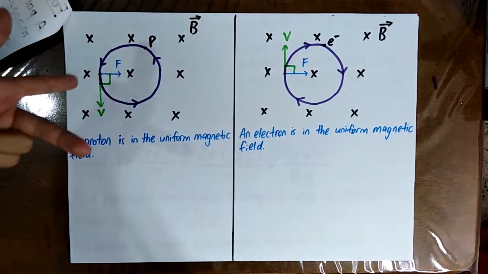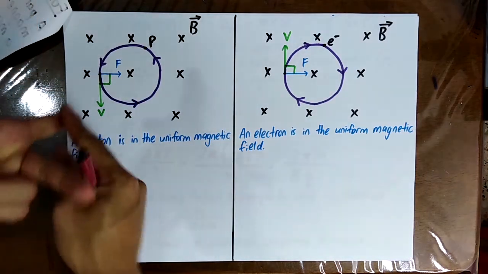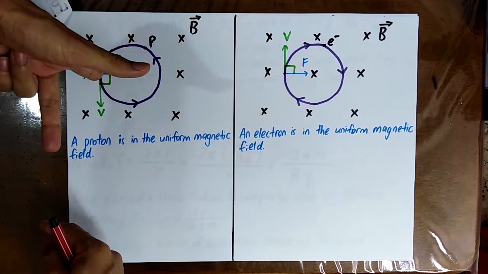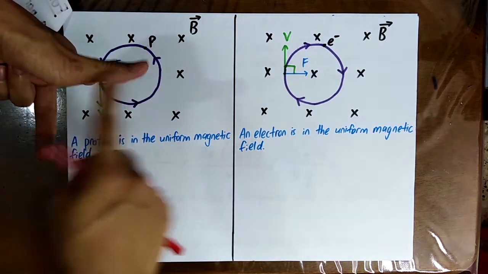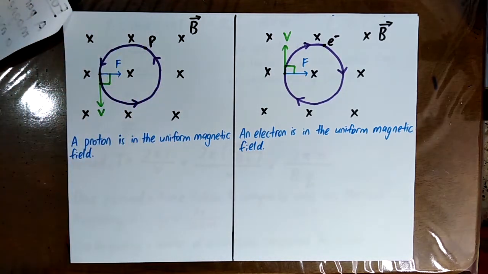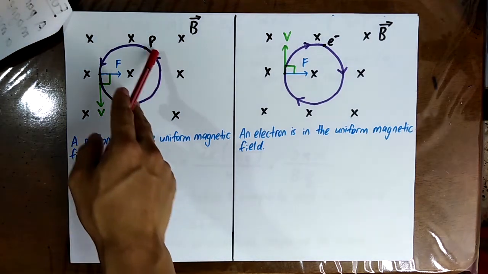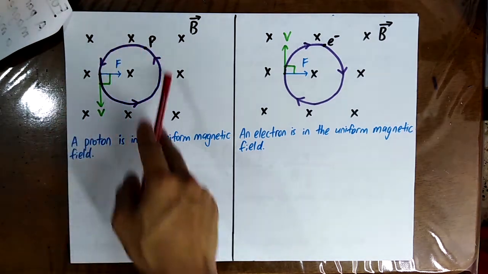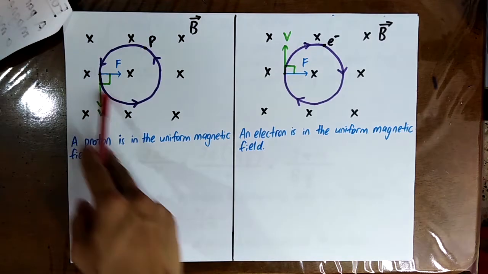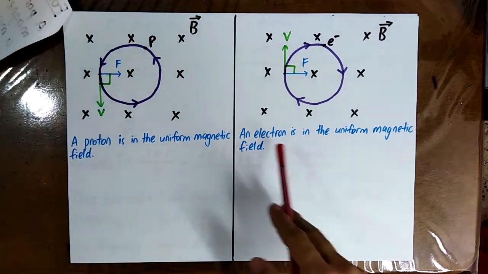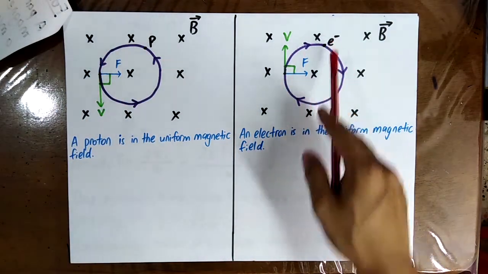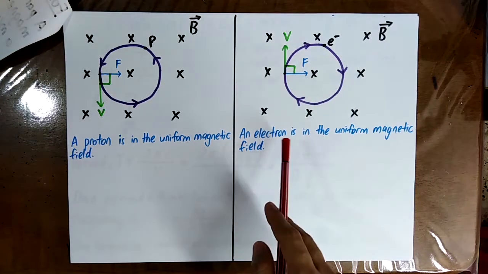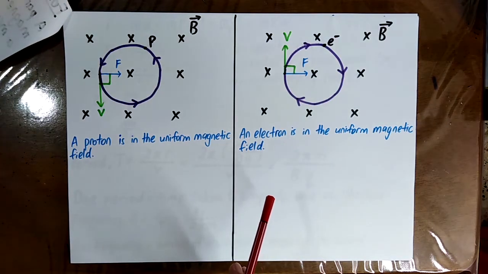Okay, so in this case, B is into the page and V is here. So you know that the F is in this direction. Okay, so you know that a proton will move in a circular path in this case. So this is an electron.